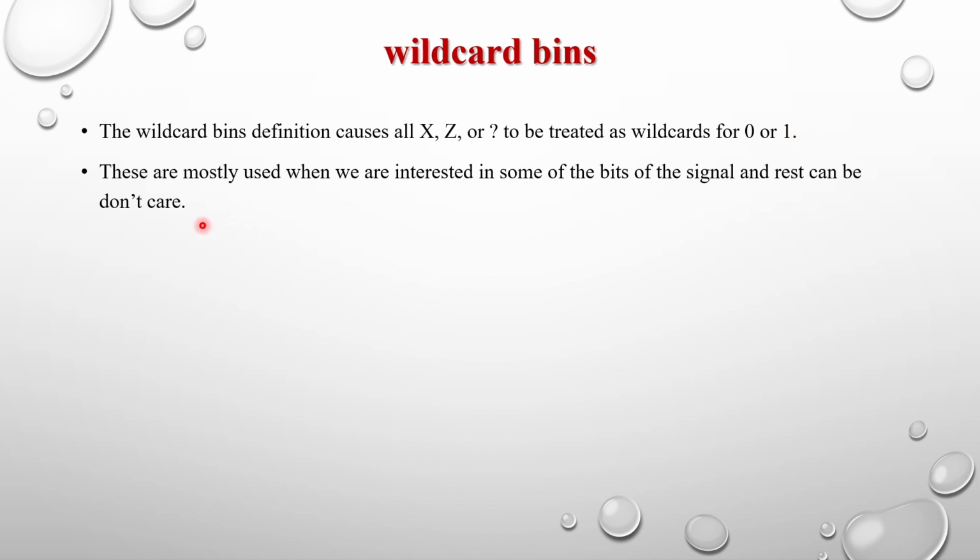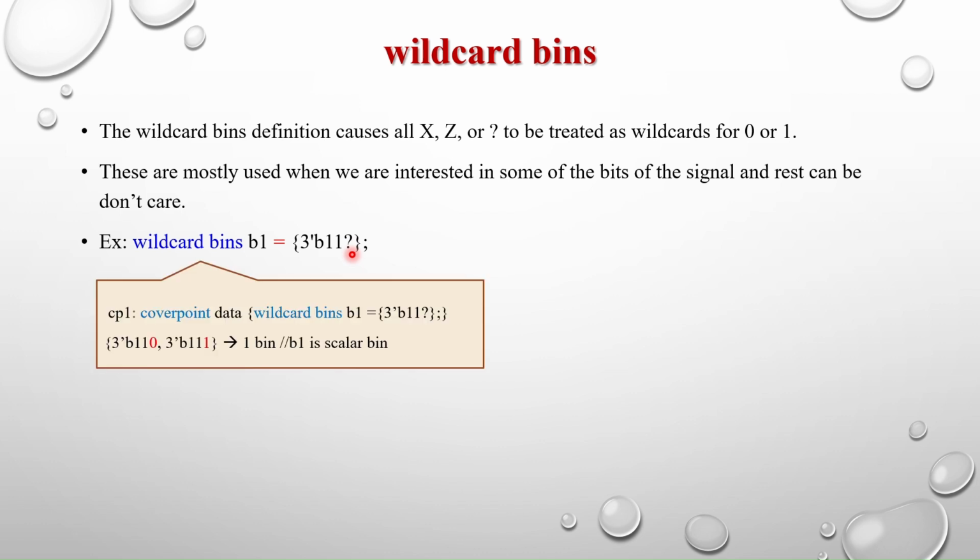Okay, if you see the example, you will understand better. Here I have an example. wildcard bins b1 equals 1, 1 and the ? operator. So this is treated as a wildcard for 0 and 1. I'm using 1 bit as a wildcard, that's why 2 to the power 1 is 2. There are two possible combinations for this bin, 110 and 111. Since I'm using the scalar bin, one bin will be generated. If I use the vector bins, I'll get two bins, right? 110 is one bin and 111 is another bin. Total two bins will be generated if I use the vector bins.